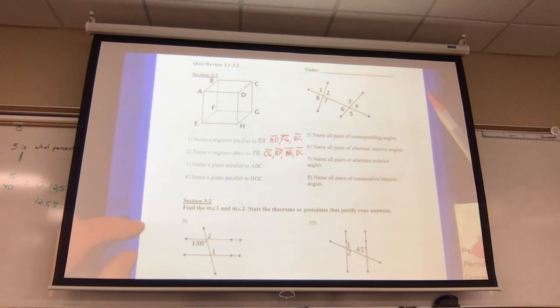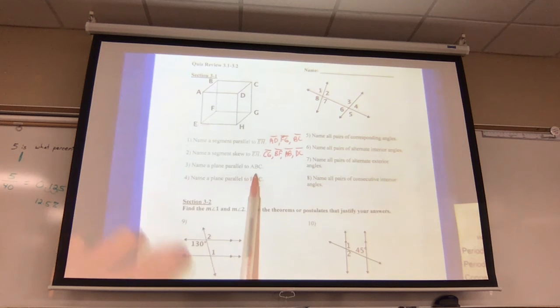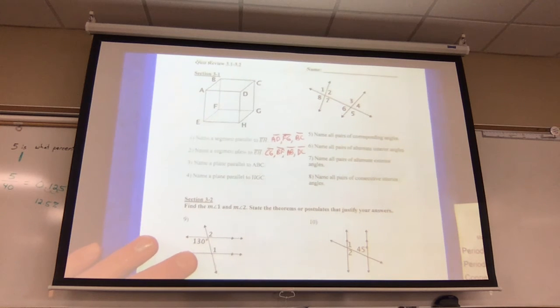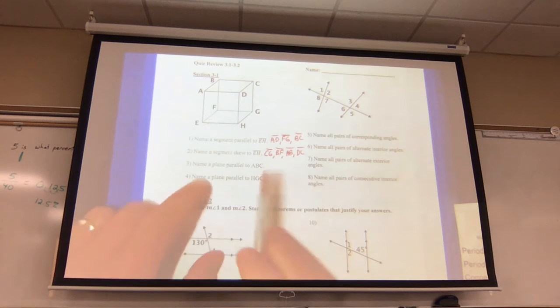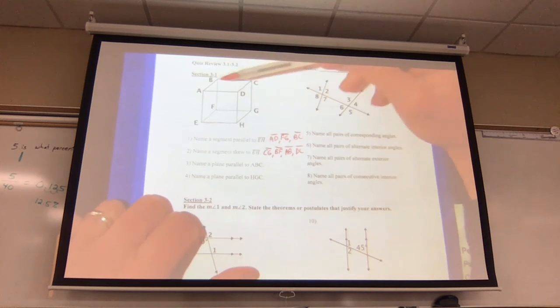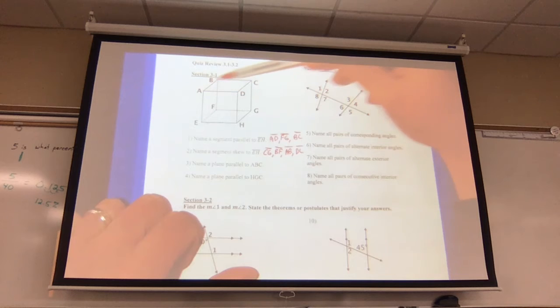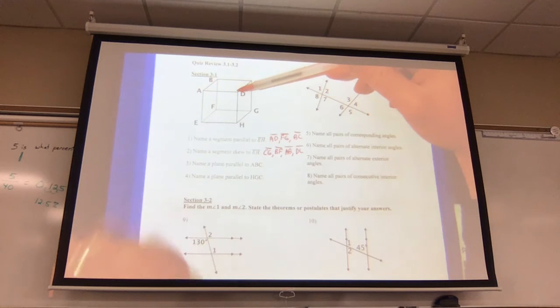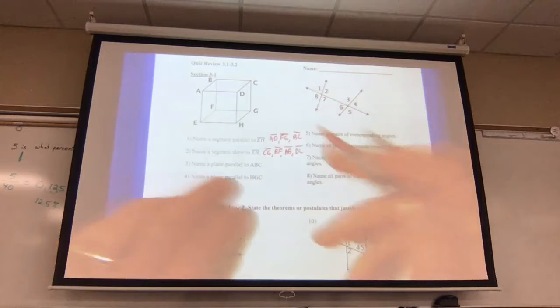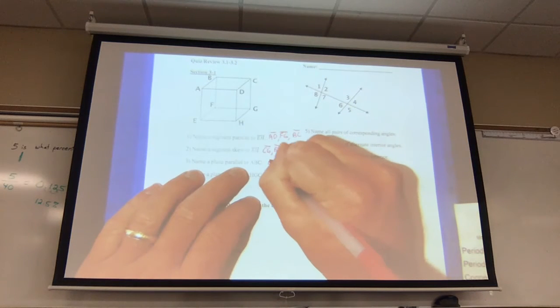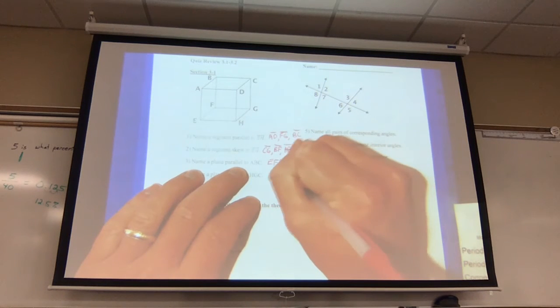All right, let's try number 3. Number 3, they want a plane parallel to ABC. Now, if you remember in our classroom here, we said parallel planes will never intersect, like the floor and the ceiling would be parallel planes. ABC is the top of the figure, the top of the box. So the one that would be parallel to it would be the bottom of the box, which would be plane EFGH. We just need 3 of those letters to name the plane. So I'm going to call it EFG.